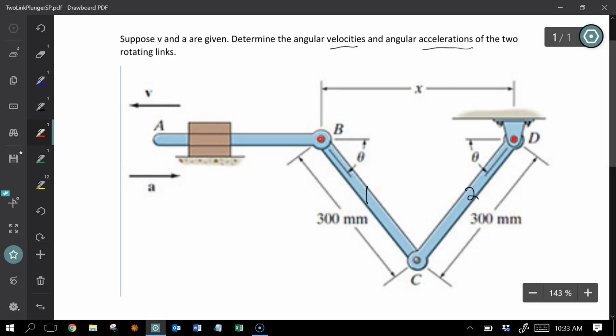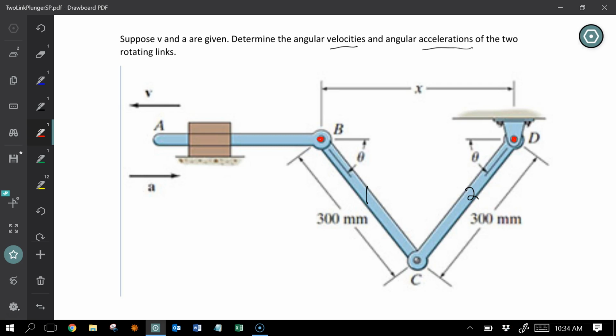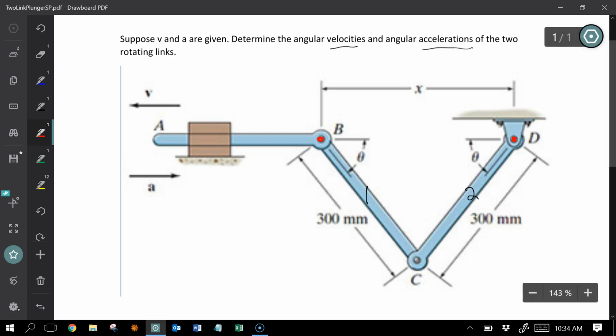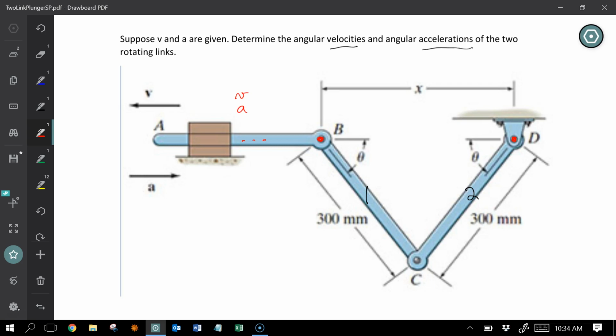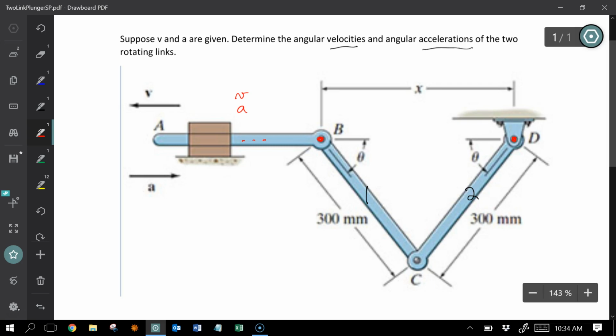Point B is special because it's on the rotating body, and it's also on that translating body. All points on this translating body have the same velocity and acceleration, so they all have V and A. So you know what the velocity and acceleration of B is. It's equal to V and A. Also, it's special because it's touching more than one body. Point C is the only other special point down here. It's special because it's touching two bodies.